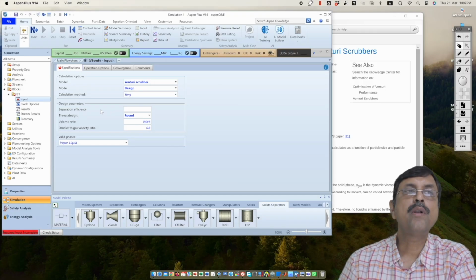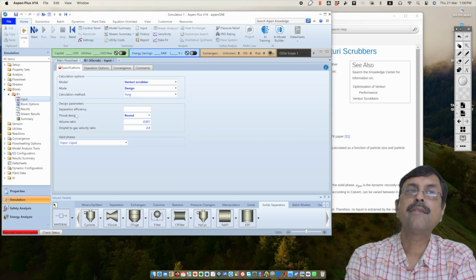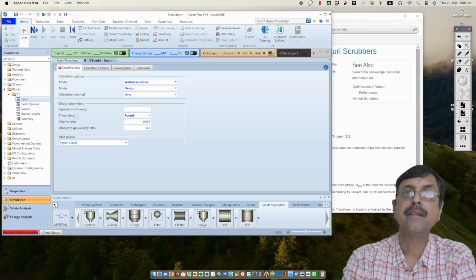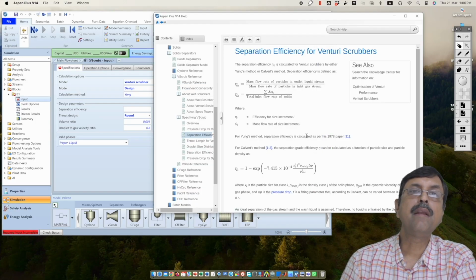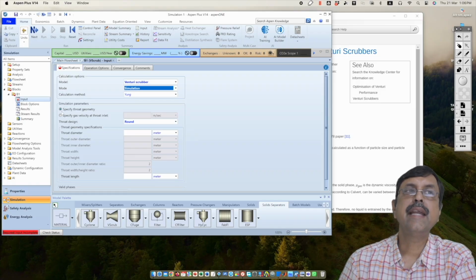So in design mode, when you are specifying the separation efficiency, that means you are asking Aspen Plus to design the Venturi scrubber in such a way that the separation efficiency is exactly that much. So delta P will be calculated based on that. On the contrary, if you go to the simulation mode, then you have to specify either the throat geometry or the gas velocity at the throat.